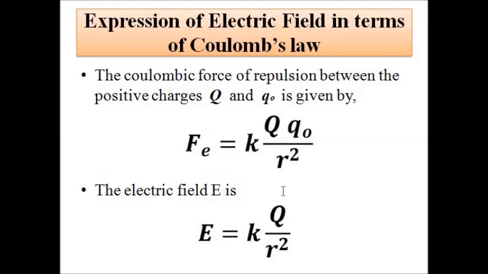So Q0 got cancelled out. So the electric field is kq by r square. This is the expression of electric field in terms of Coulomb's law. Okay, the test charge got divided. So that's why Q0 got cancelled out and E is equal to K capital Q by R square.